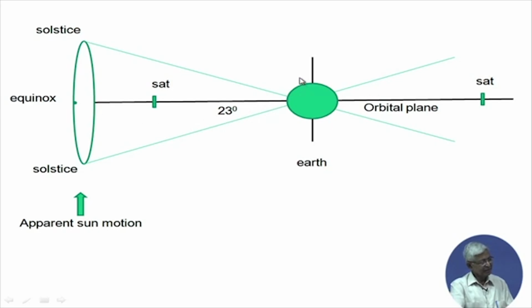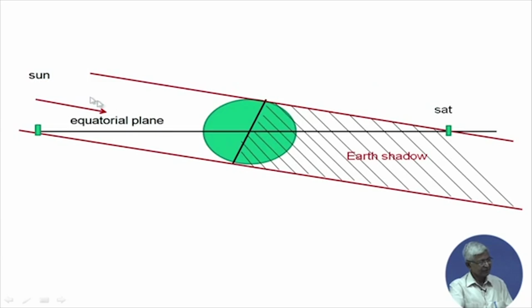But then the earth's shadow also will be moving over the period, that is, the year. As the sun goes top, the earth's shadow will be towards this plane which is away from the orbital plane. So, therefore, earth's shadow will not fall on the satellite. When will the earth's shadow fall on the satellite? When it is near equinox.